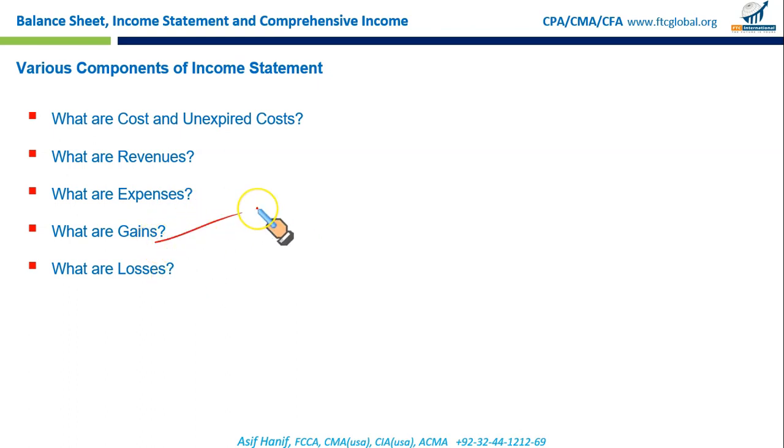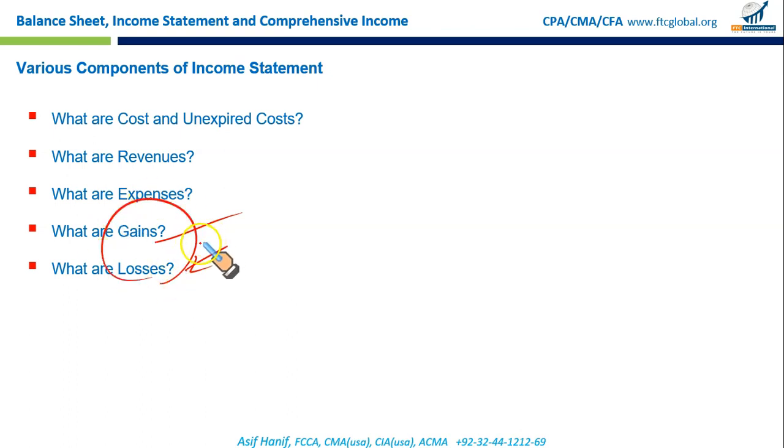So what are gains? Gains are profits from transactions not in the ordinary course of business, like selling a fixed asset for more than its book value. What are losses? Clearly, losses are the amounts lost, such as from selling investments below their book value or losing assets without generating revenue.